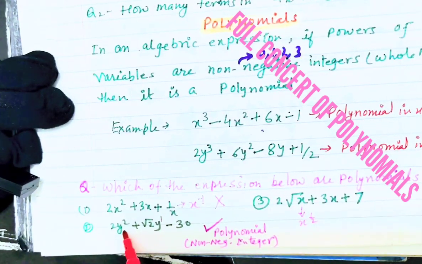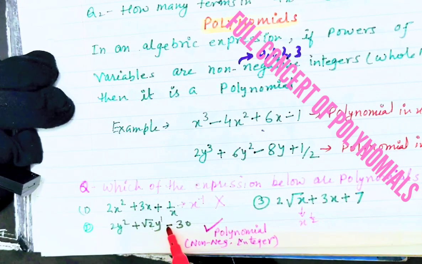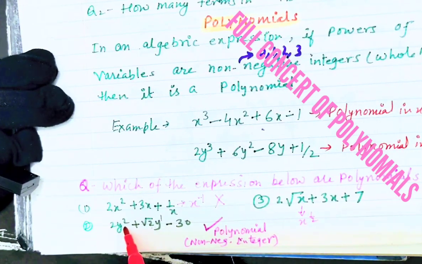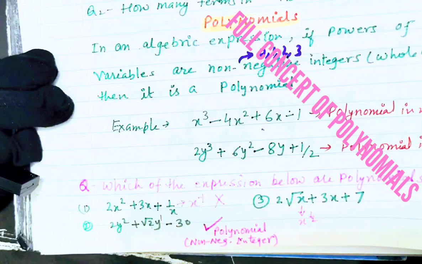Number 3, 2y square plus root 2y minus 30. Guys, if you see this example, we will see that this is a polynomial in y. Here in the first term, the power of y is 2, which is a whole number. In the second term, the power of y is 1, this is also a whole number. Okay guys, so this is the example of a polynomial; of these three questions, only this one is.